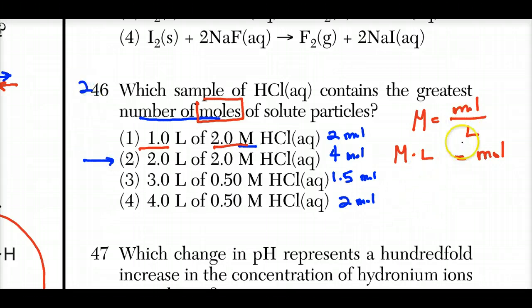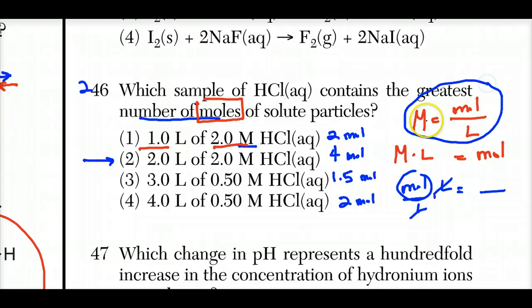Now, how do I get moles out of that? Well, molarity is moles over liter, right? That's what molarity is. And here's a liter. When you solve for moles, the liters cancel, and that's how we get the moles. So it's just solving for the moles, observing that you have to have the molarity formula. 46, choice 2. Number 47.